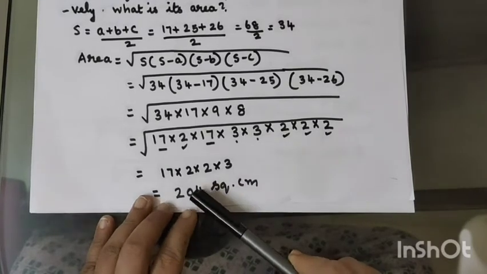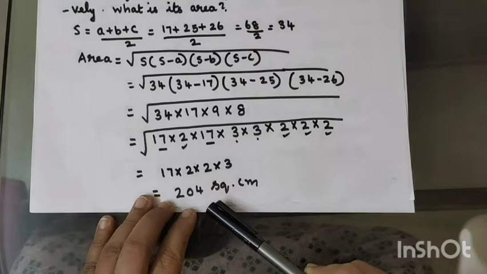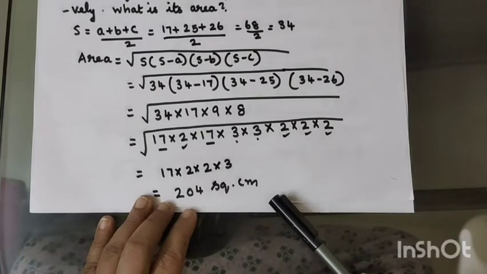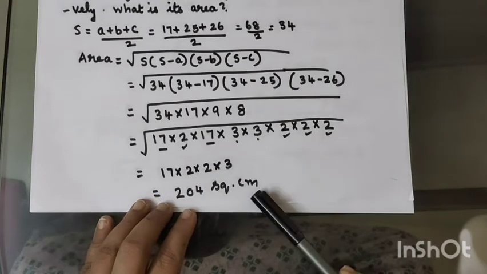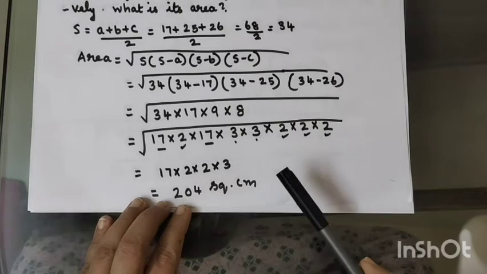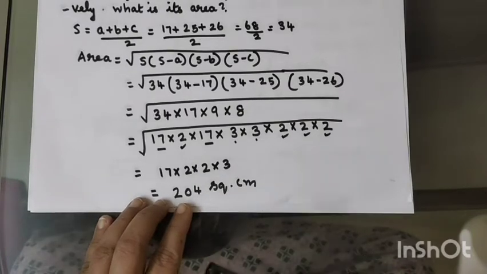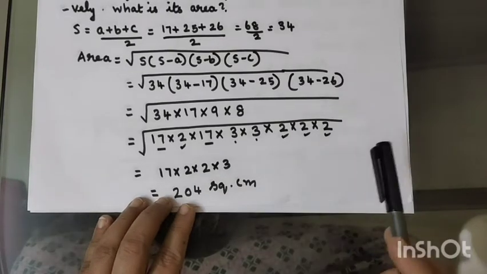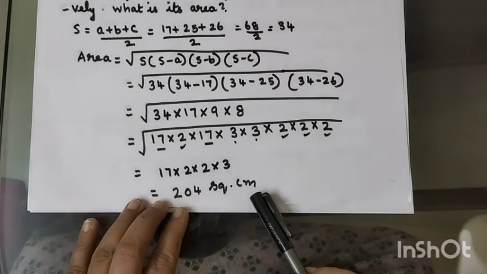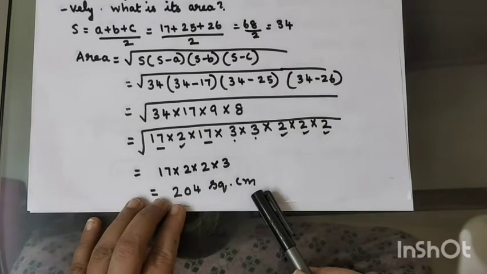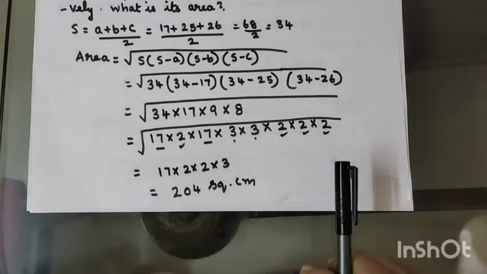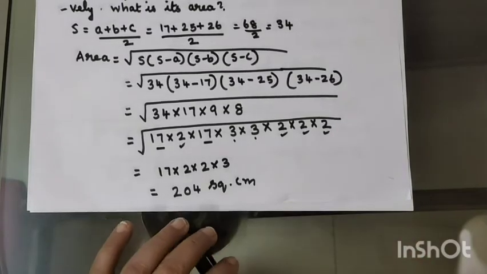That is equal to 204 square centimeter. So your final answer is the area of this triangle with the 3 different sides. Area is equal to 204 square centimeter.